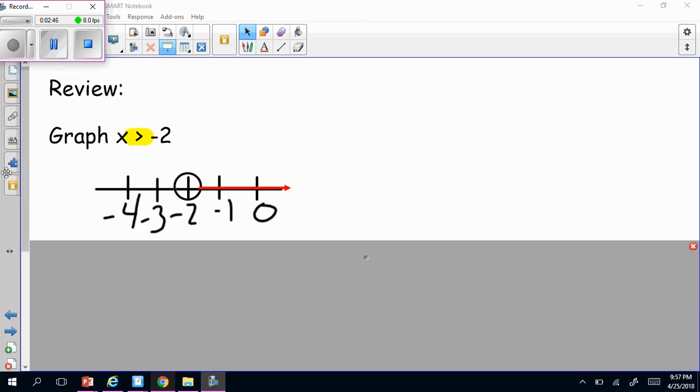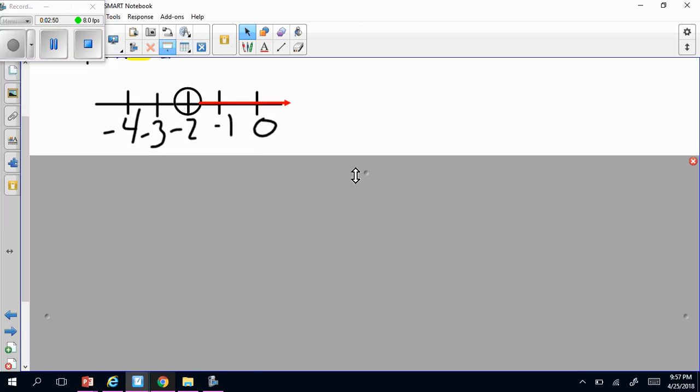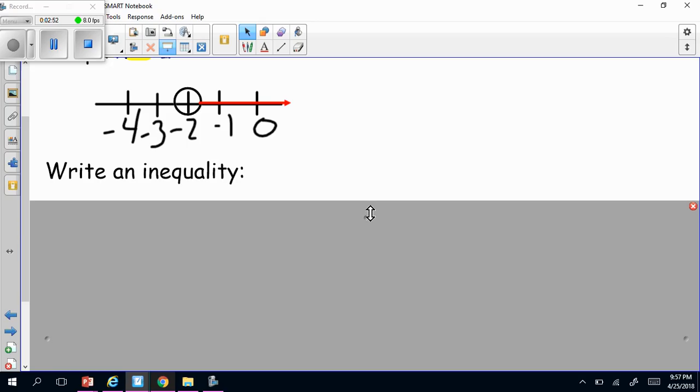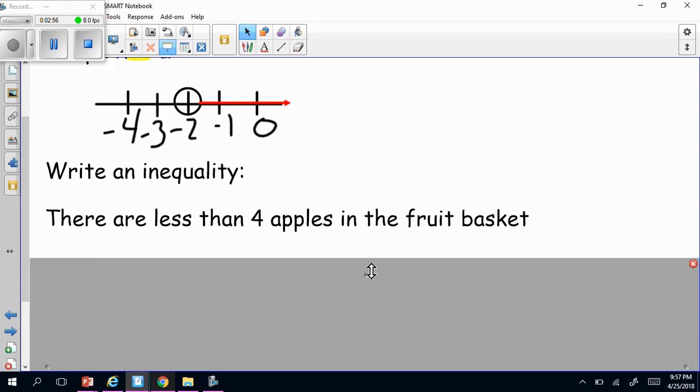Now moving on. So we know how to graph an inequality on a number line. Let's say I want you to write an inequality. When we're having a sentence, think about the signs that they're looking at here. So there are less than 4 apples in the fruit basket. I want you to write an inequality of that. Think about what you have to do. Pause the video.